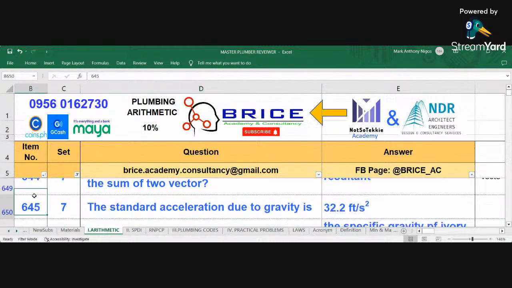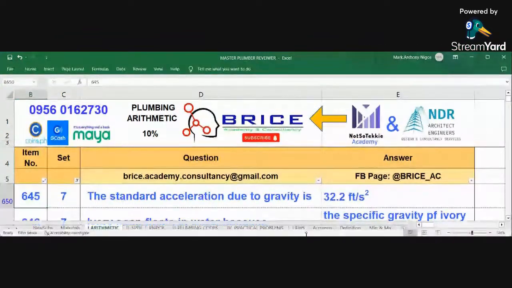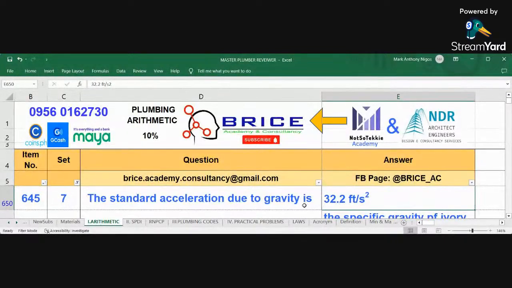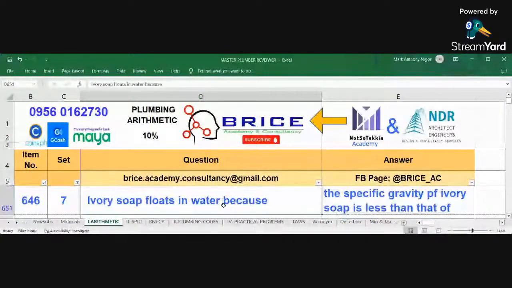645. Tapos na siya. The standard acceleration due to gravity is? The answer is 32.2 feet per second squared or 9.81 meter per second squared. Pero sa choices, ito yung 32.2 feet per second squared.